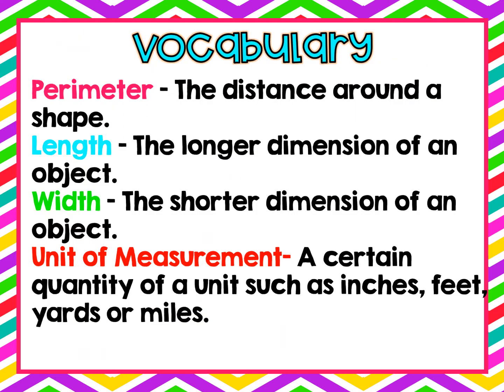Vocabulary. Perimeter, the distance around the shape. Length, the longer dimension of an object. Width, the shorter dimension of an object. Unit of measurement, a certain quantity of a unit such as inches, feet, yards, or miles.